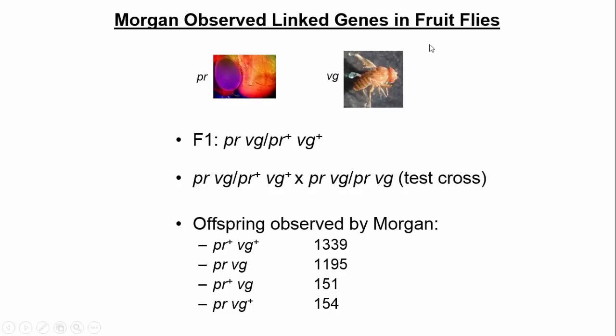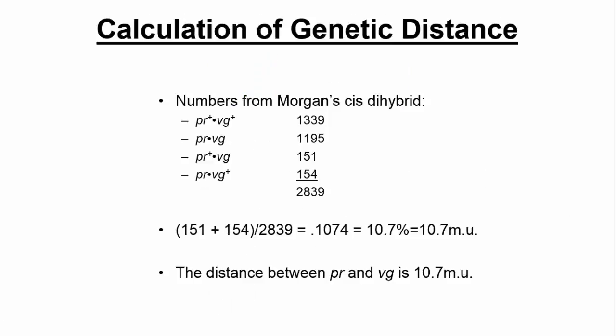This problem again looks at linkage between two genes: PR for purple eyes and VG for vestigial wings. This is common fruit fly nomenclature, so if you don't have purple eyes, it's PR plus, and if you don't have vestigial wings, it's VG plus. Walk this all the way through, taking the observed values here and figuring out who's recombinant and who's not. See if you can calculate this map unit distance of 10.7.